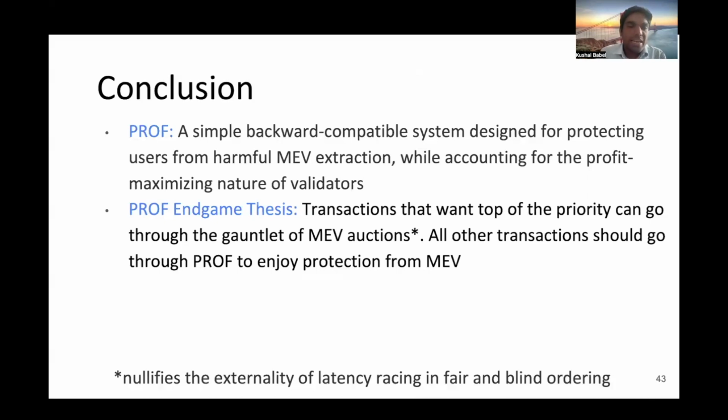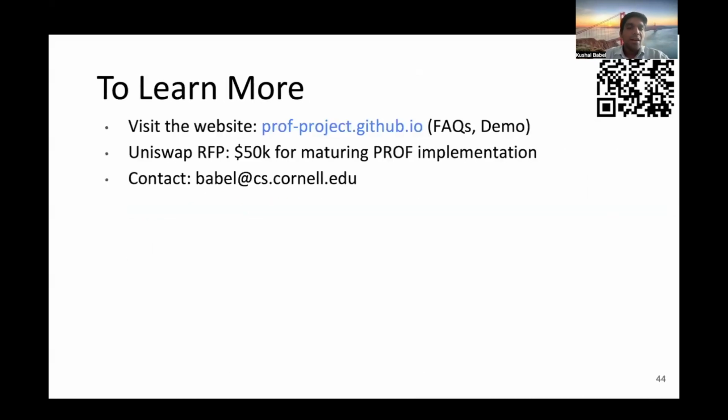The one quick thing that I would like to mention, and I'm happy to discuss this in detail as well, is that this combination of an auction at the top and then a protected route at the bottom also nullifies this externality of latency racing in pure first come first serve protocols. So if you only had the block being built entirely through temporal fair ordering, then you would have some latency racing. But if you auction off the top part of the block through PBS, as PROF does, then you also nullify those latency racing pressures, because those transactions would anyway have to go through the auction. With that, I would like to conclude.